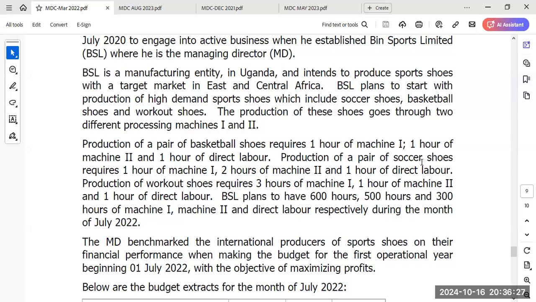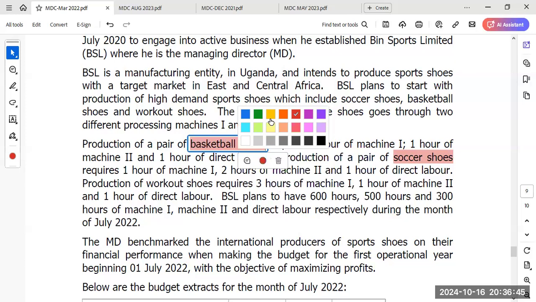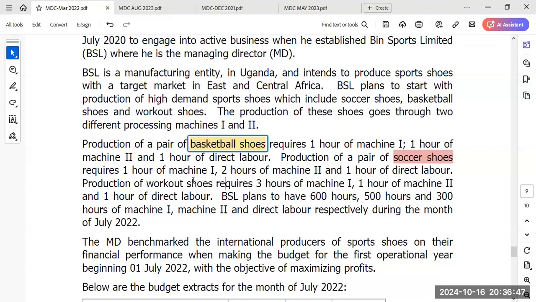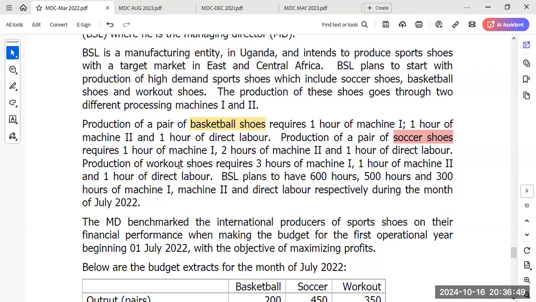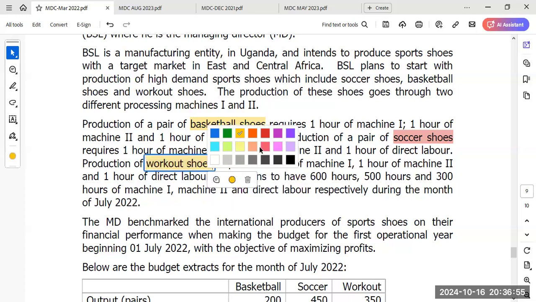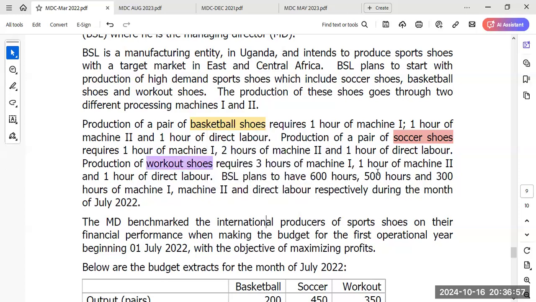The production of a pair of soccer shoes requires 1 hour of machine 1. Now they are telling us this is soccer shoes. This is basketball shoes. Okay. Then what else? The production of workout shoes. Okay. It will help us going forward.